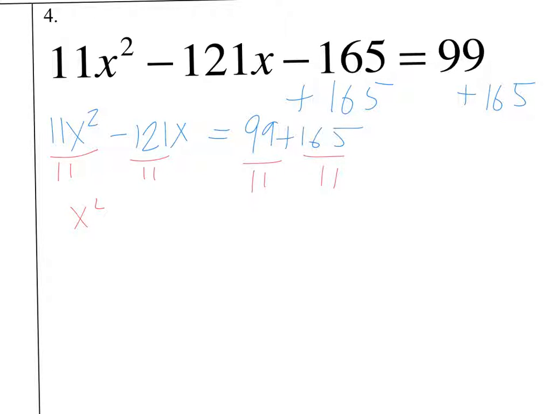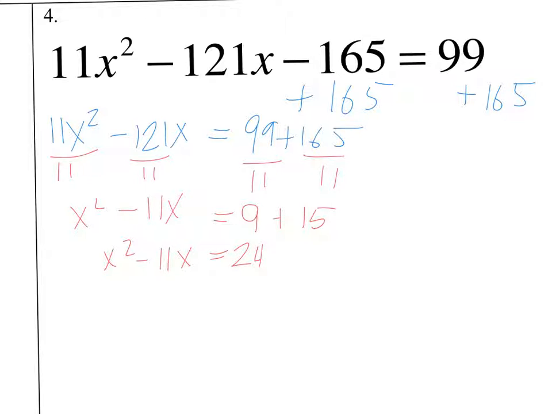11x squared divided by 11 is x squared. 121x divided by 11 is going to be negative 11x. 99 over 11 is going to be 9. And 165 over 11 is going to be 15. So we get x squared minus 11x is equal to 24.